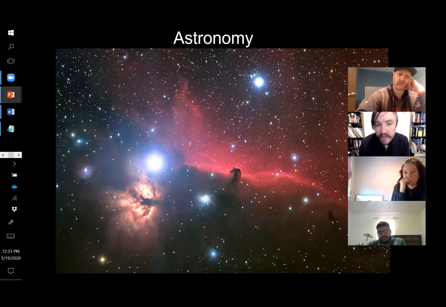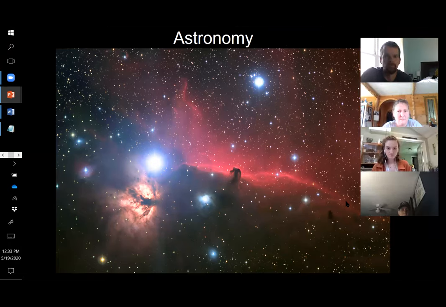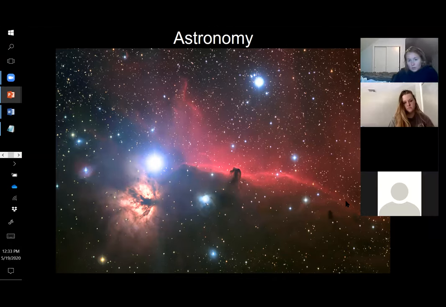So this, on the other hand, is a picture of what's happening up in outer space. This is the kind of stuff that astronomers spend their time thinking about. How many of you know what this picture is? Any space fans out there that recognize this iconic image from outer space?